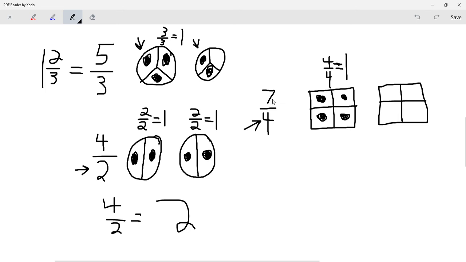We have 3 pieces left to get to 7, right? So we have 4 fourths, and now we need 3 more pieces to get to 7. We can count these, and now we have 7 pieces filled out, and this is 3 fourths over here. And so 7 fourths actually equals 1 and 3 fourths.